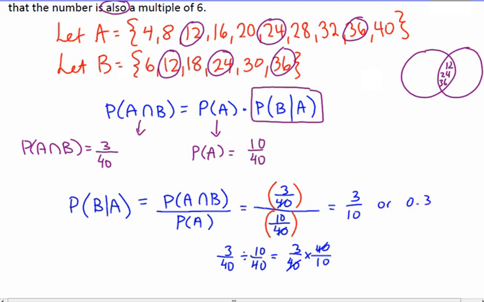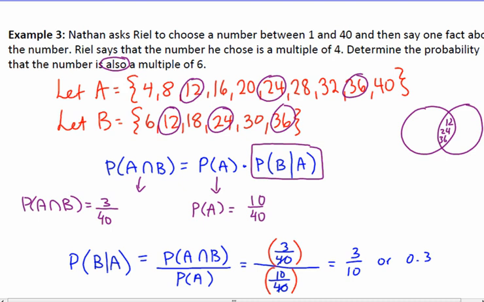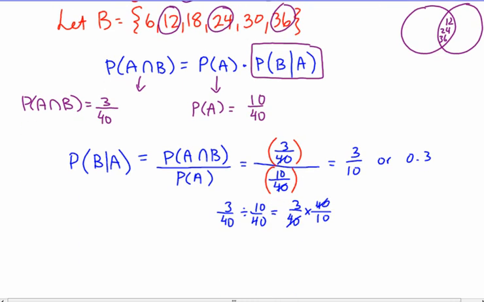Did anyone not get that in their calculator? Don't be ashamed, because this is a probability, favorable over total. Right, probability is always favorable over total. And there are numbers between 1 and 40. Okay, how was that? A little bit more, yeah?